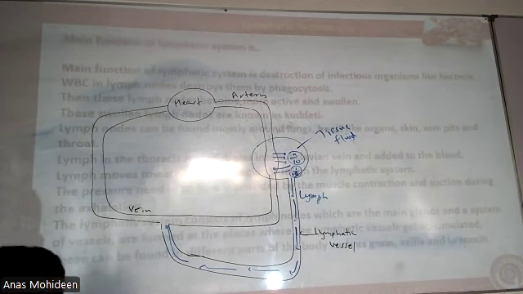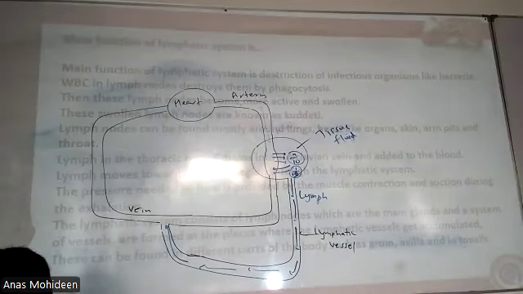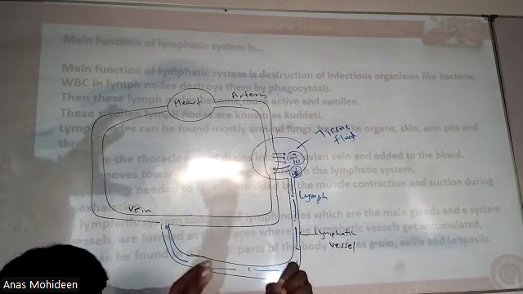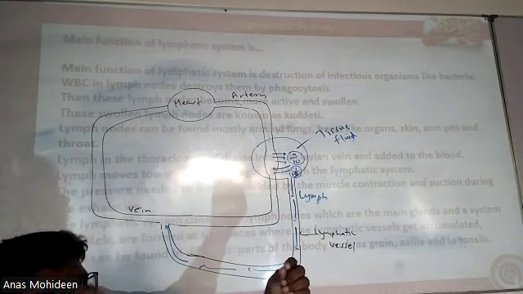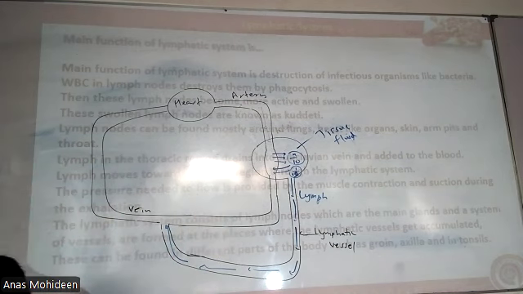And what are the functions of the lymphatic system? The main function is the destruction of infectious organisms like bacteria. Mainly it is destroying microorganisms. Who is actually doing that? WBCs. WBCs in lymph nodes destroy them by phagocytosis. Either they come closer and kill them by swallowing, or they send weapons, which we name antibodies, and they kill them.